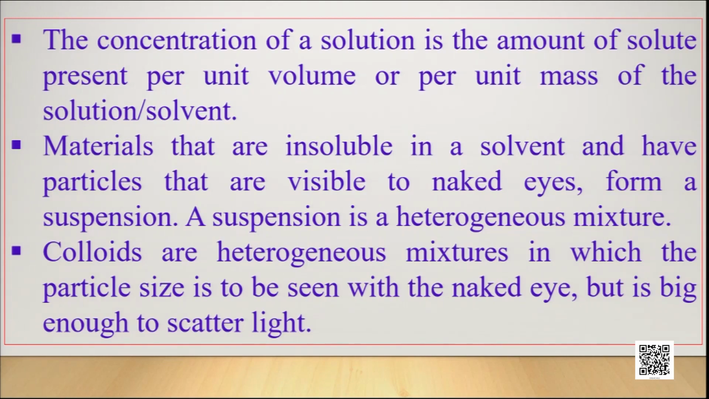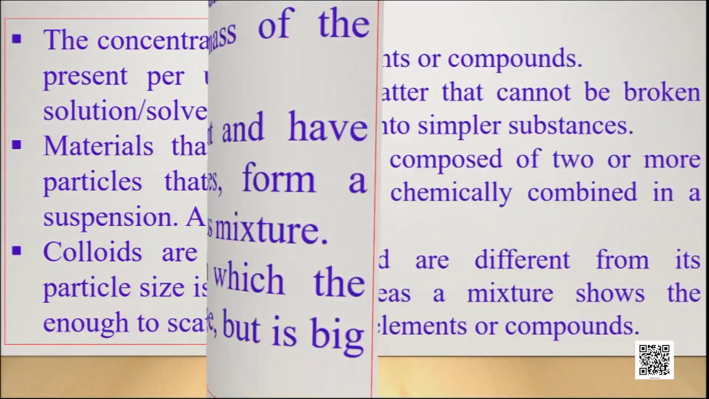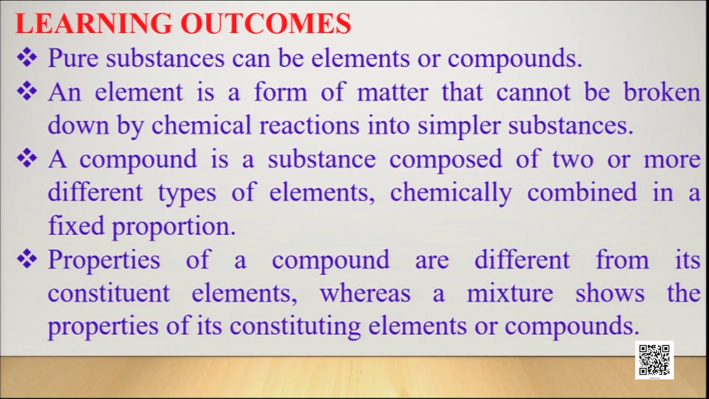The concentration of a solution is the amount of solute present per unit volume or per unit mass of the solution or solvent. Materials that are insoluble in a solvent and have particles that are visible to the naked eye form a suspension. A suspension is a heterogeneous mixture. Colloids are a heterogeneous mixture in which the particle size is too small to be seen with the naked eye but big enough to scatter light. Pure substances can be classified as elements or compounds.